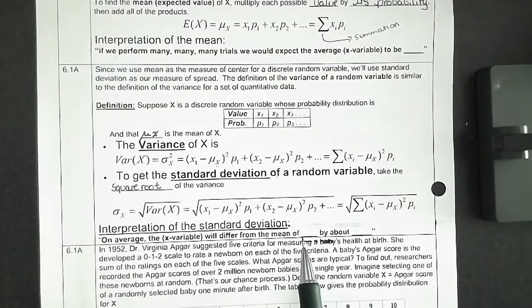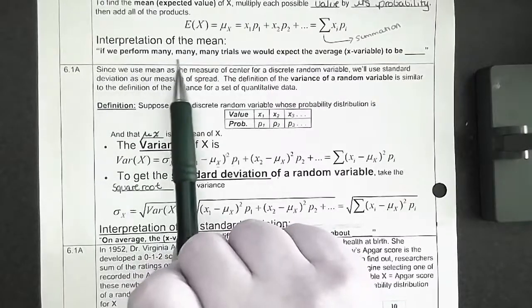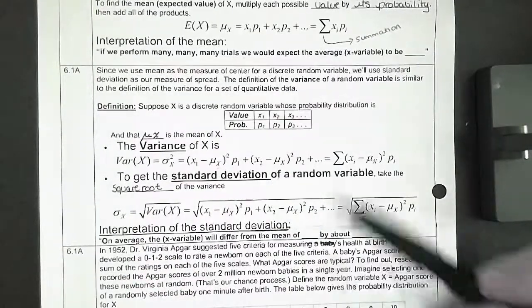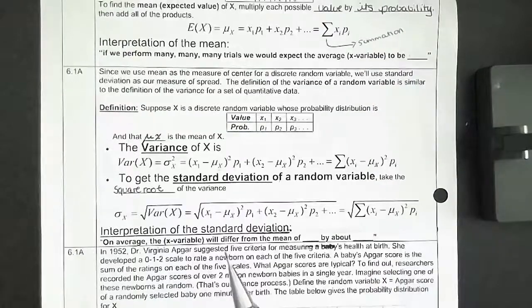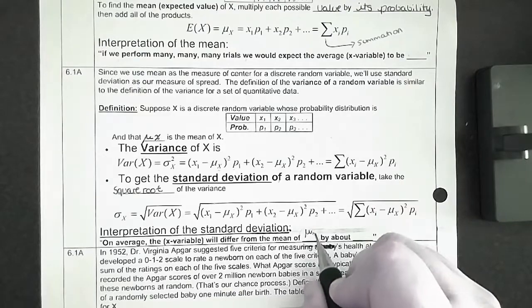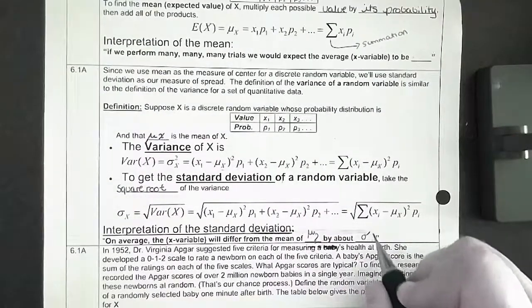So interpretation is: if we perform many, many trials, we would expect the average of whatever we're measuring to be this. Okay? So that is your mean. The standard deviation says that on average, whatever we're measuring will differ from the mean by about this much. So we put the expected value in this part, and then the standard deviation goes right here.